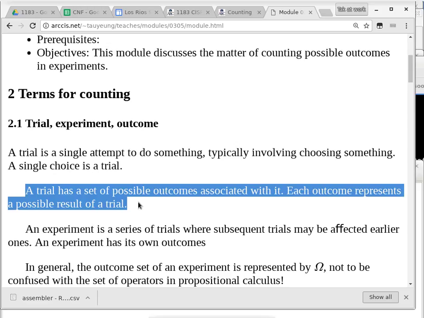Each outcome represents a possible result of a trial. So a trial is an action, and it results in an outcome. And each outcome represents a possible result. So a single trial has multiple outcomes because each outcome is a possible one. If you look at flipping a coin, the trial is flipping a coin. The outcomes would be a head or a tail. Is that okay? So are we getting the terms okay so far? Okay. So the next term is an experiment. An experiment is a series of trials where subsequent trials may be affected by earlier ones.